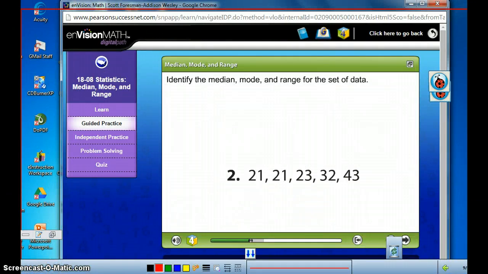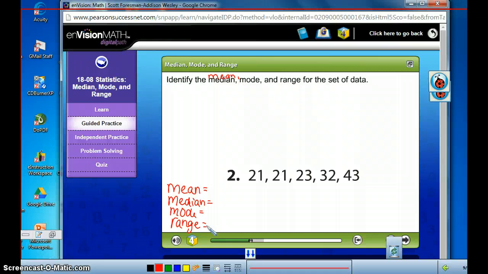Okay, so it doesn't list mean, but we're also going to find the mean. We're finding the mean, median, mode, range for all of these. All right, I have them all listed right here: mean, median, mode, range. So I'm going to put my answers right here.